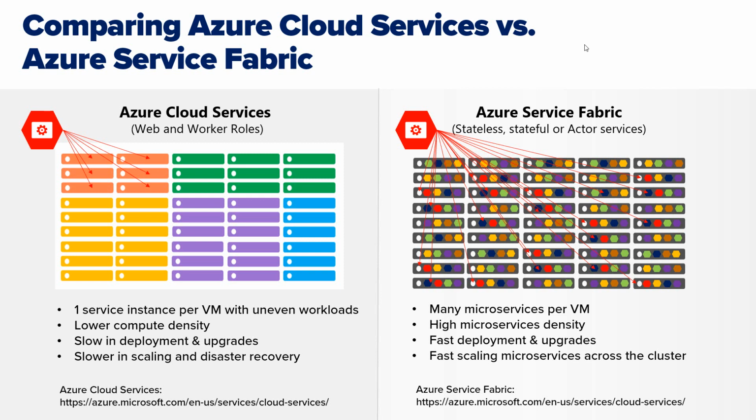This is where Service Fabric comes in. It does stateless, stateful, and actor services. It has many microservices per VM, so you're getting much higher density in that VM. It's faster deployment and upgrades, and it also has faster scaling for microservices across the cluster.